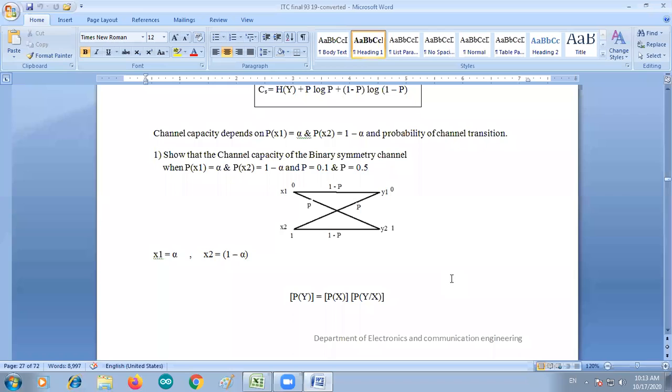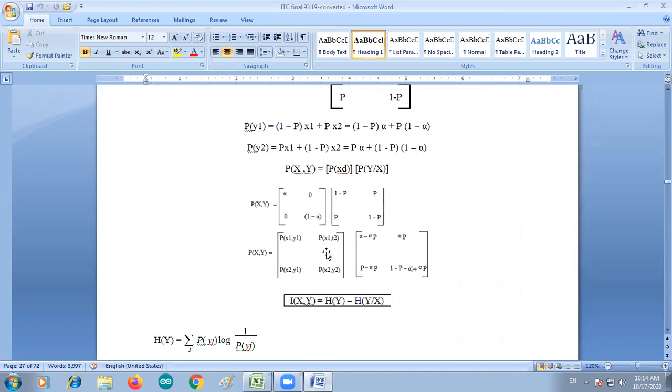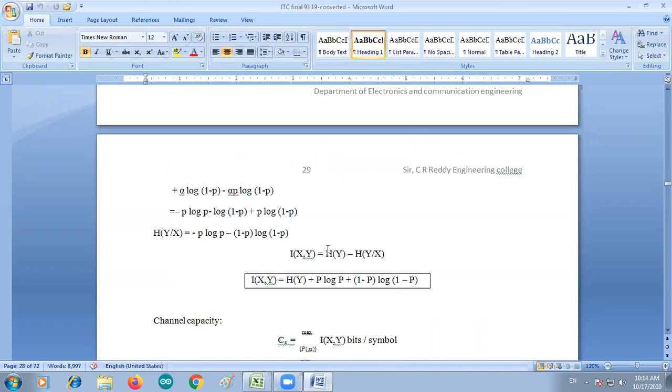In this channel capacity concept, mutual information plays an important role. In the binary symmetric channel, there are two inputs and two outputs. X1 and X2 are the inputs and Y1 and Y2 are the outputs. There is a probability of P and 1 minus P. The mutual information of the binary symmetric channel is 1 minus P log P plus 1 minus P log 1 minus P. We already did a problem regarding that.